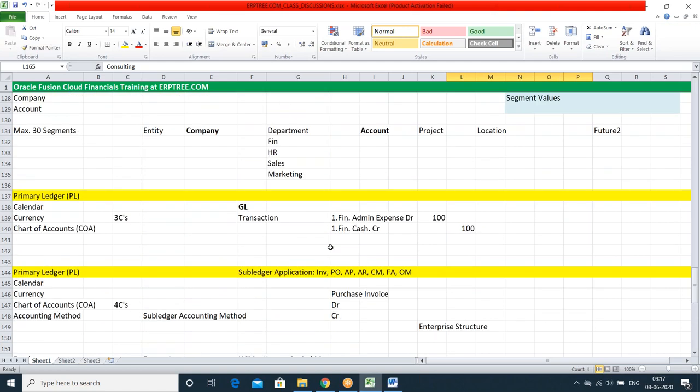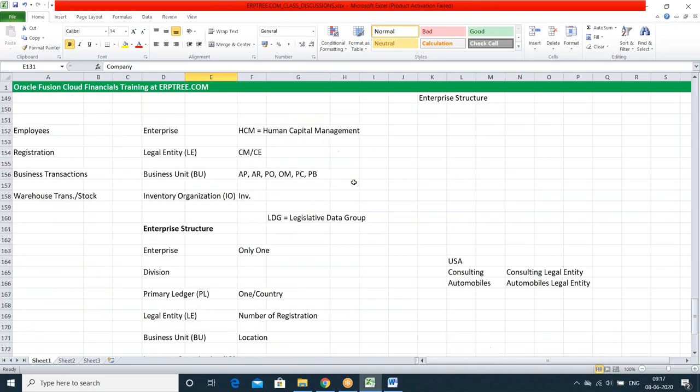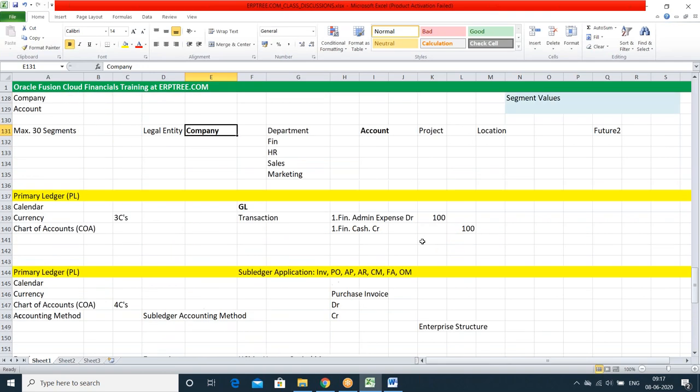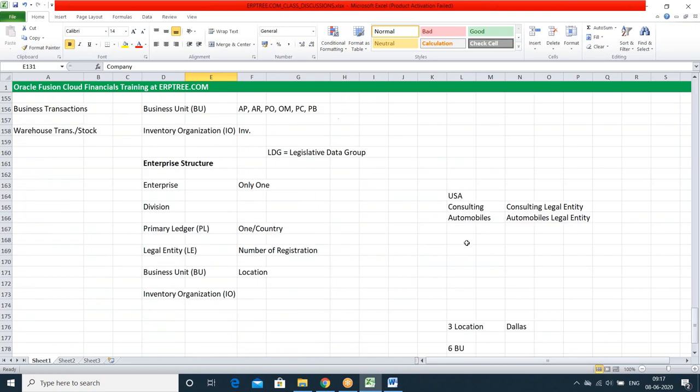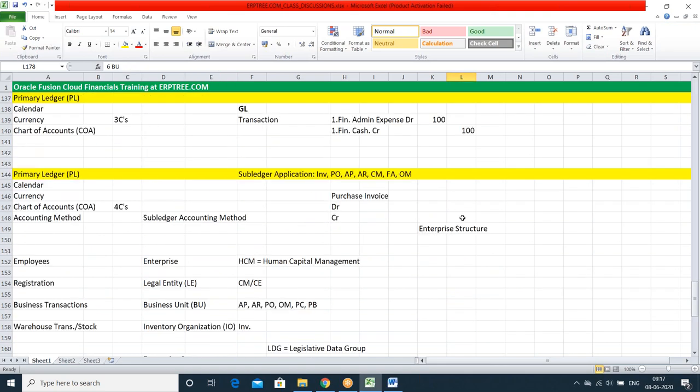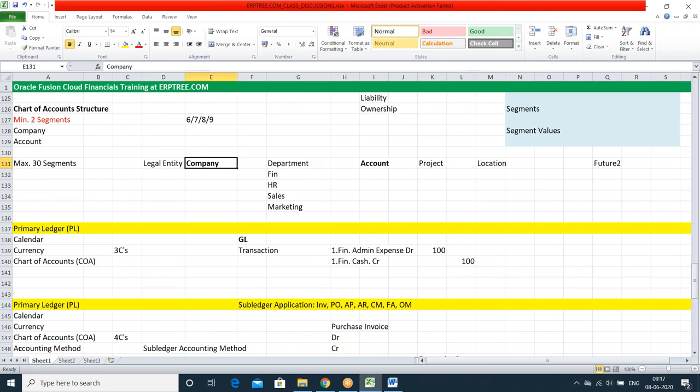In this case, you can have segments. If you want to have a segment, you can have legal entity as one segment, and the other one is company. In this case, how many legal entities do we have? These two legal entities, you will take as legal entities. How many companies do you have? Nothing but your business units. The 6 business units you will take as 6 companies.